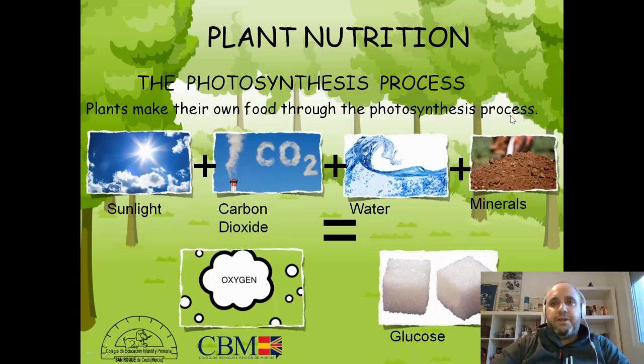Photosynthesis is a process where plants need sunlight, carbon dioxide, water, and minerals and nutrients from the soil. With these four ingredients, they produce their food, which is glucose. They also produce oxygen. This is why the photosynthesis process is also really important, because they produce oxygen.